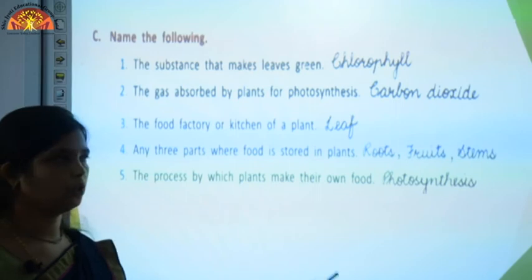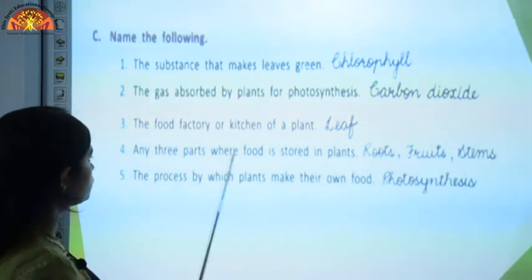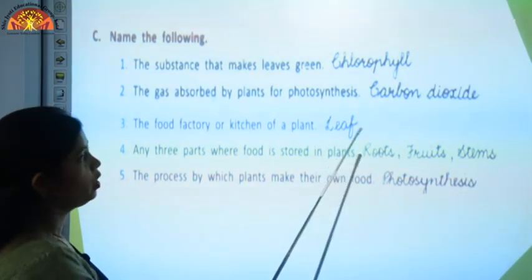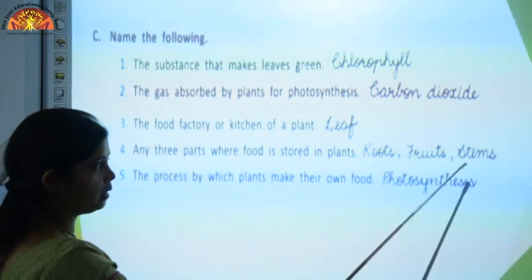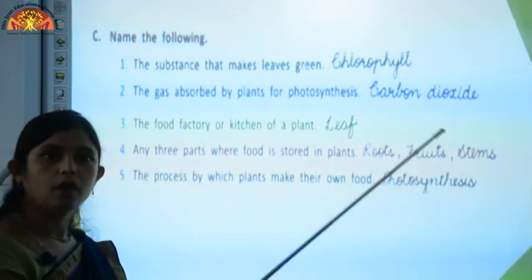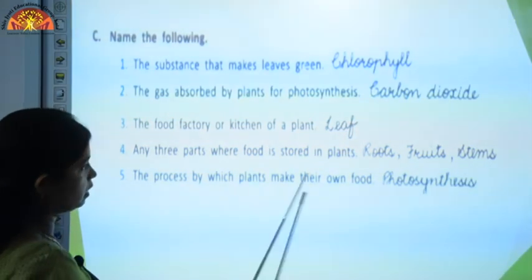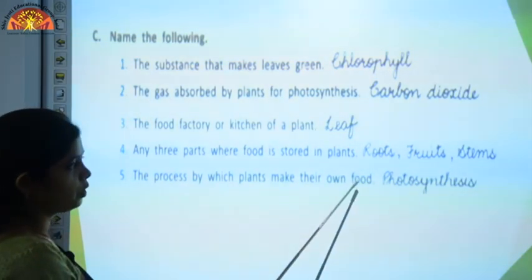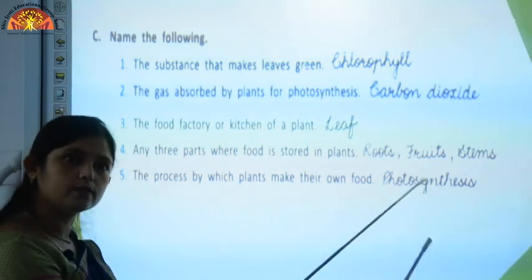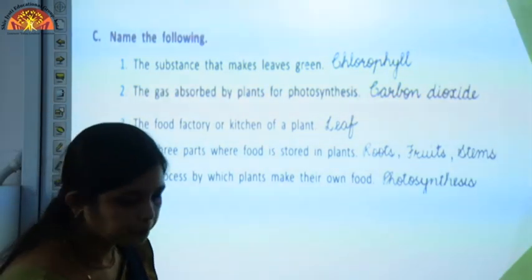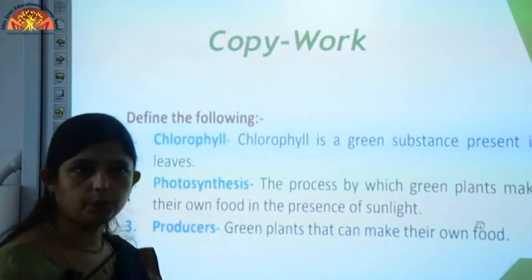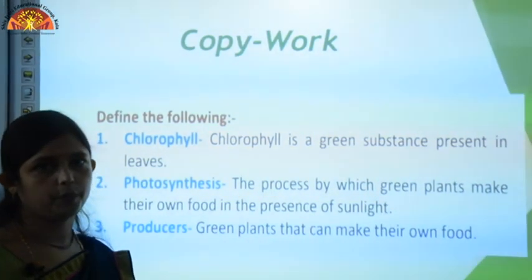at leaves. Okay. Then any three parts where food is stored in plants: roots, fruits, stems, and you can also write leaves, flowers. Okay. Then the process by which plants make their own food, this process is called photosynthesis. Okay. So this was all about the book work. Now we come to the copy work.